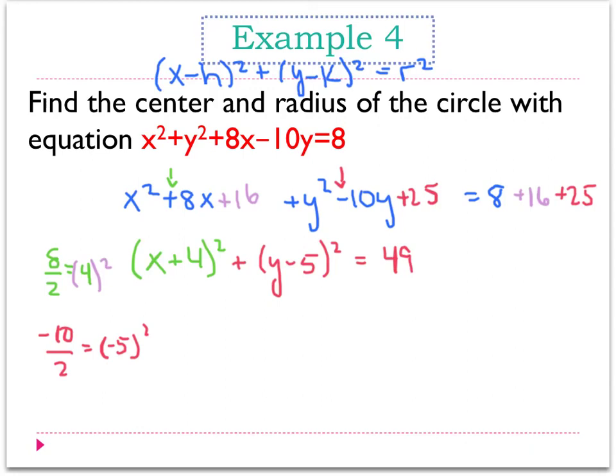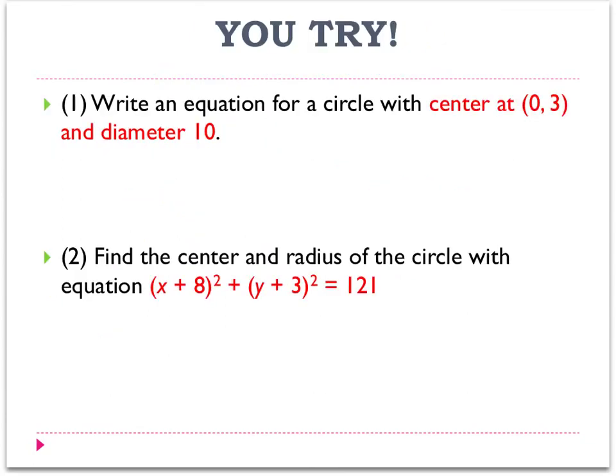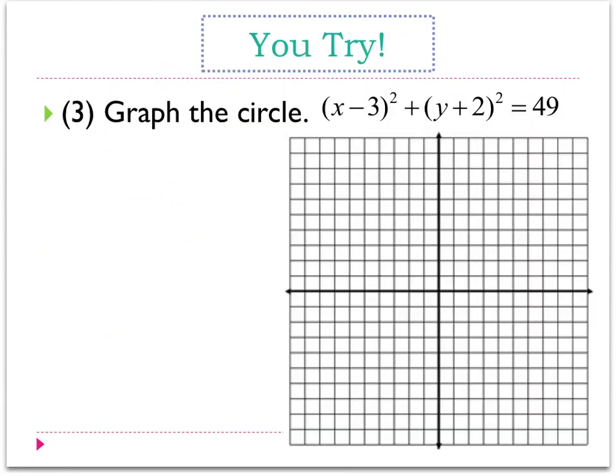So now I can easily see that my center will be at (-4, 5), and my radius will be 7. Alright, so now I'll give these two examples a try. Using the equation of a circle, I want you to graph this circle.